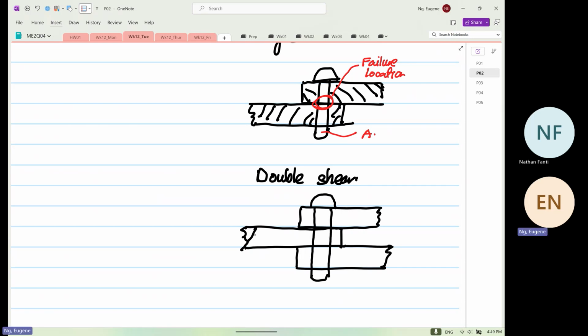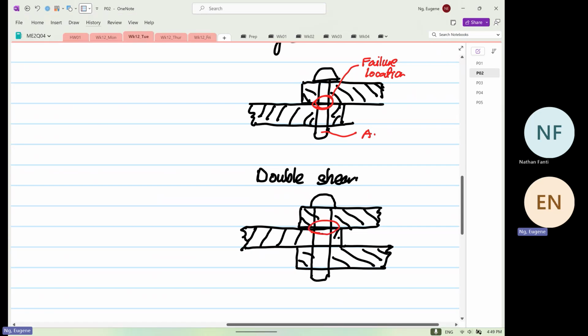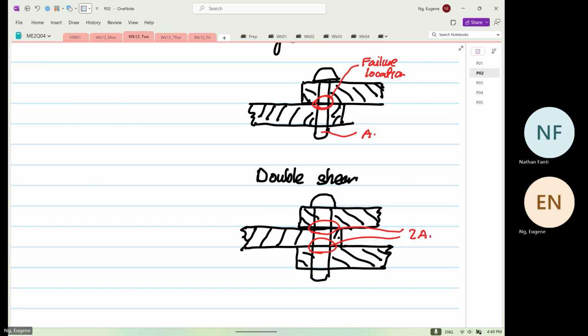So now you have where? 3 plates. Agree or disagree? So we are going to assume that failure will occur at the top and at the where? At the bottom. So the top and the bottom is what we call what? Twice the area. Nothing to do with dividing the force by 2. It is twice the area.